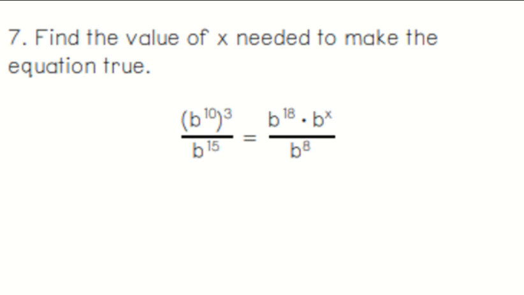Yeah. All right, so this one gets a little trickier. We have to figure out what that x equals. All right, so on the left side here, exponent by exponent, I multiply. So 10 times 3 is 30. I got 15 on the bottom. Subtraction, right? What's 30 minus 15? 15. So on the left side, I got 15 b's, or b to the 15th power. Everybody clear on that? That means we need b to the 15th power on the right side.